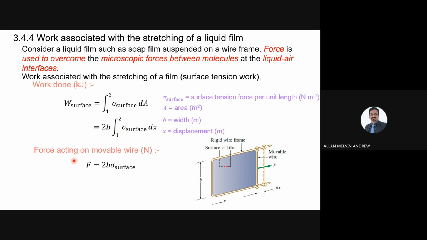Okay, the force acting on the movable wire. So you have a movable wire here. The force is 2b because it has two sides, times the stress of the surface. So 2b is actually the exposed surface that the wire or the bar is covering.